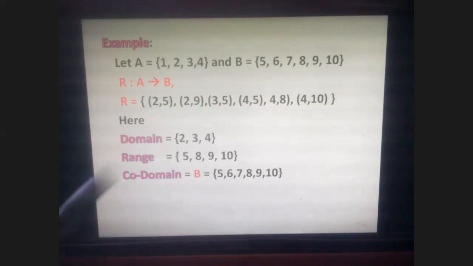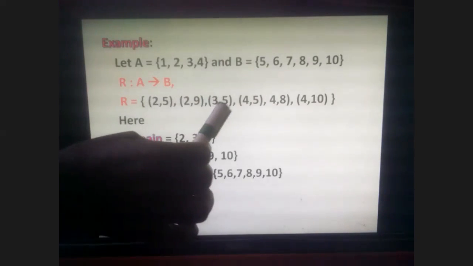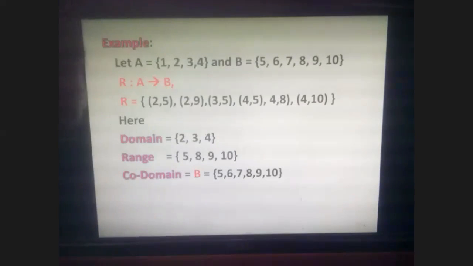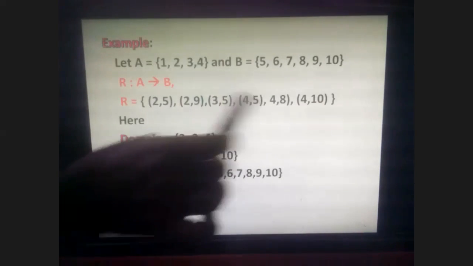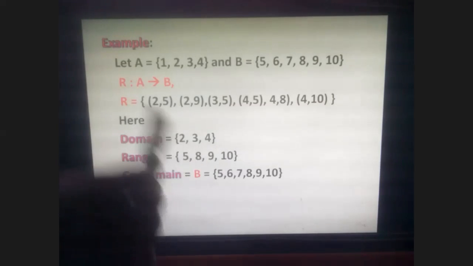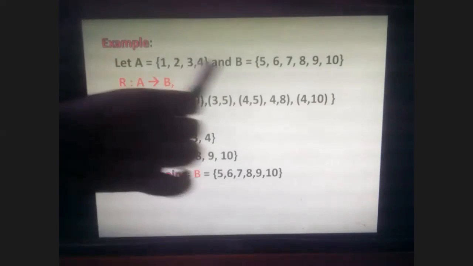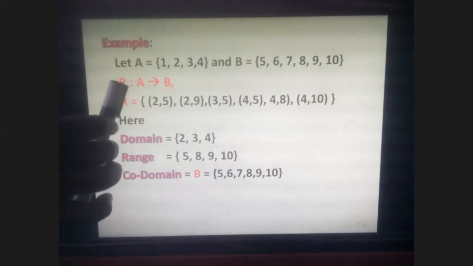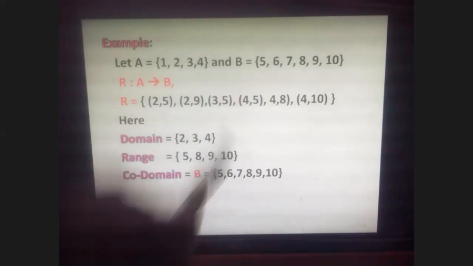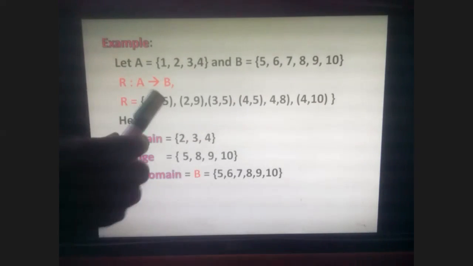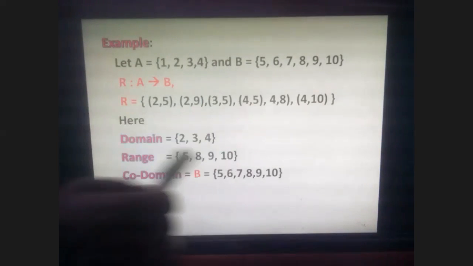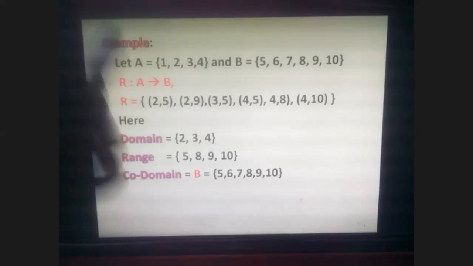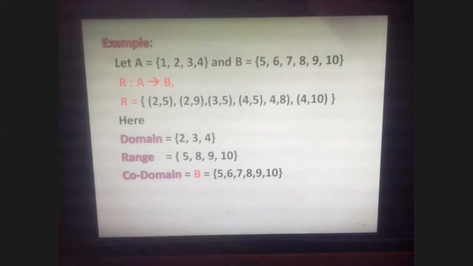Obvious. {2, 3, 4} is the domain, and what is the range? {5, 8, 9, 10} is the range, and what is the codomain? It is B itself, because for a relation from A to B, the codomain is B. So the domain is the collection of first components, the range is the collection of second components, and the codomain is B. If R is from A to B, then B is the codomain.